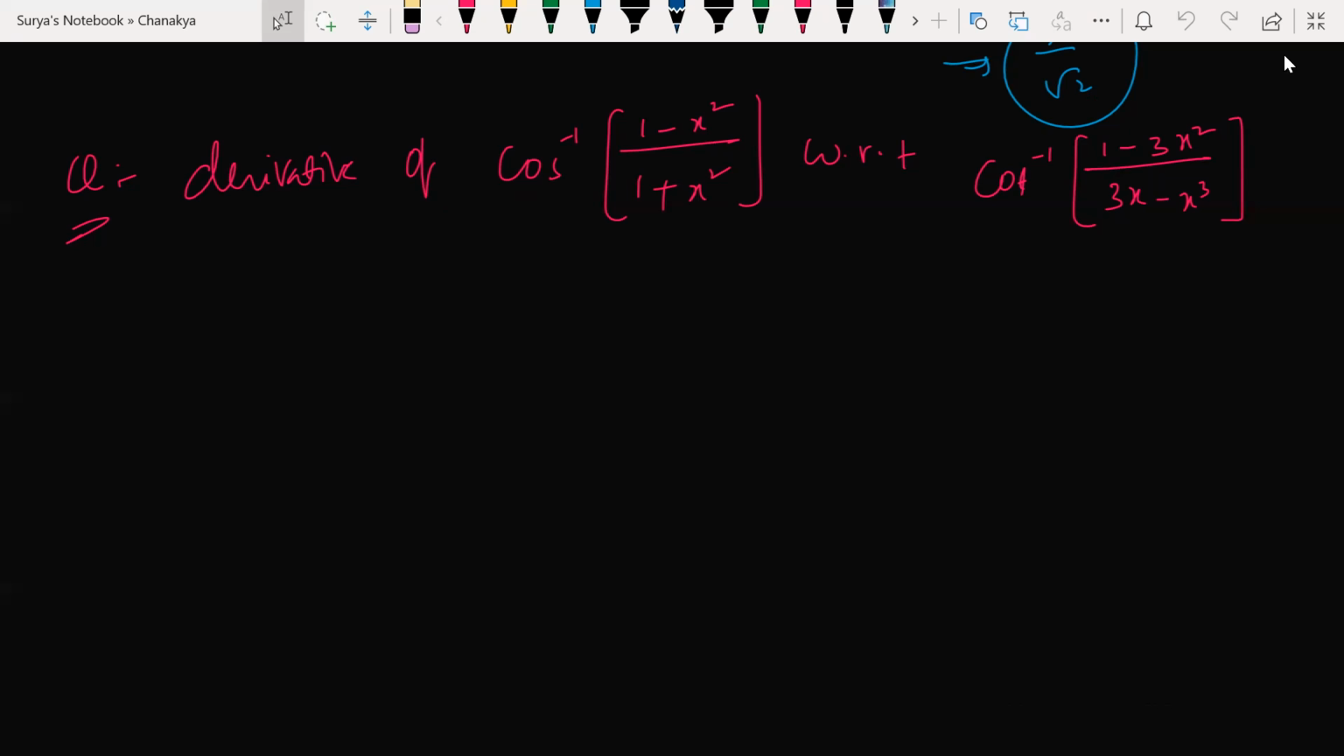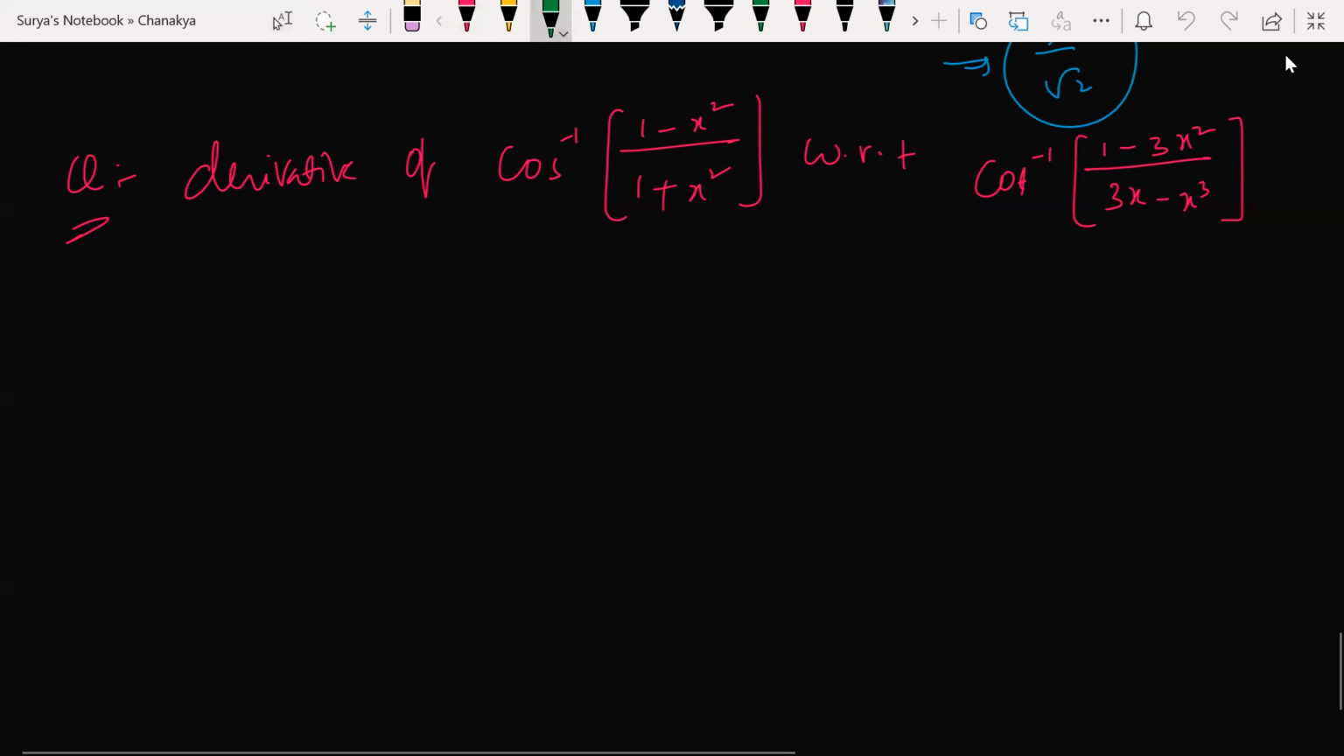This type of question can be solved by, you might be thinking, the cos inverse formula we know. Can we solve by using that method? Are you thinking like that? No, you can't think like that, beta. This is a JEE question. You cannot always think like that. I'll show it to you. Wait, how can you solve this question?